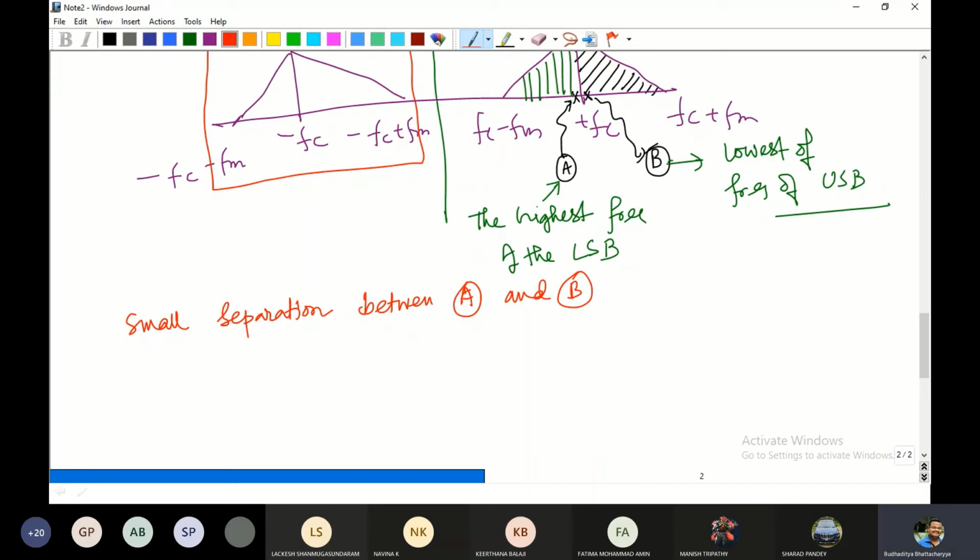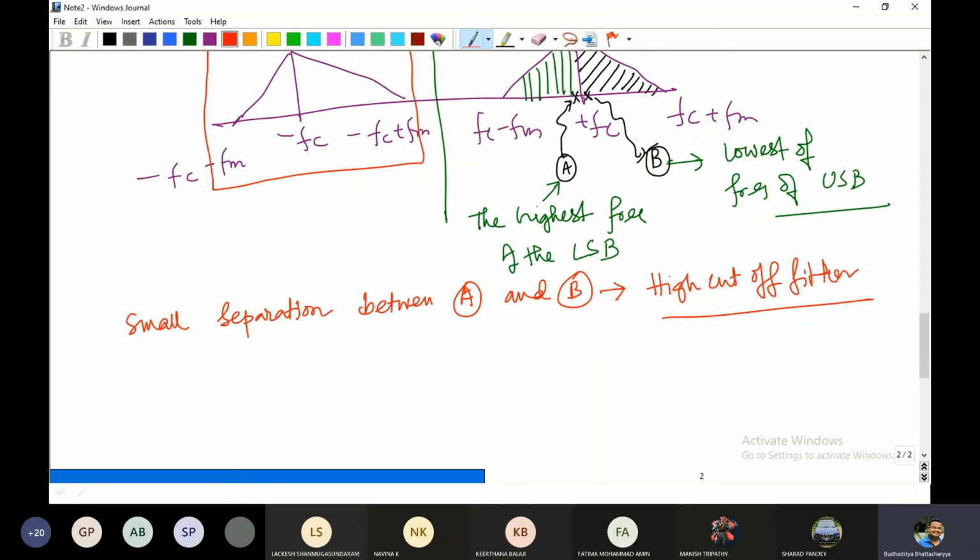Again, I'm repeating it once again. What I need, if there is small separation, then we need a high cutoff filter. If you remember, I told you already that a filter is nothing but it will segregate. It will allow some portion to go through and it will cut off the rest of the segment. But here we are assuming that since A and B are very close to each other, if I need to segregate them, we need a very high cutoff filter.